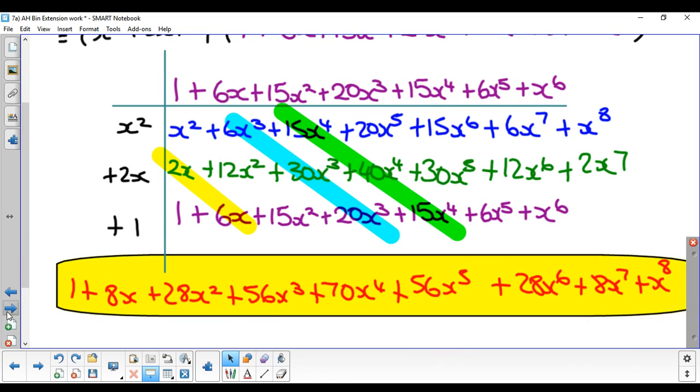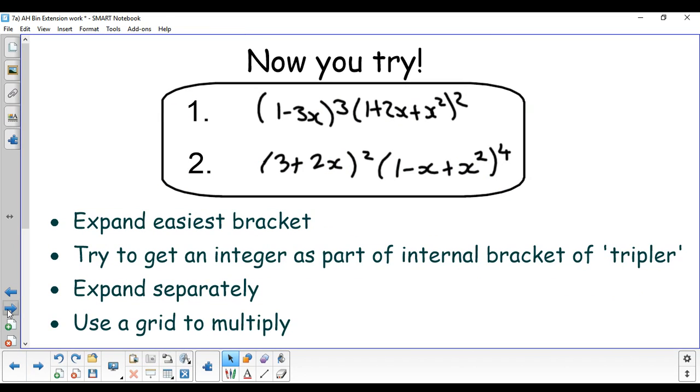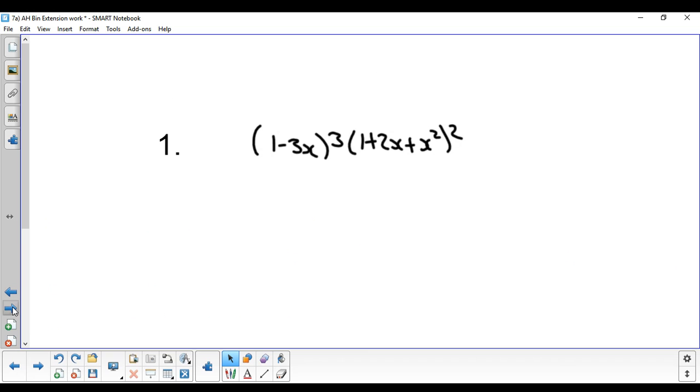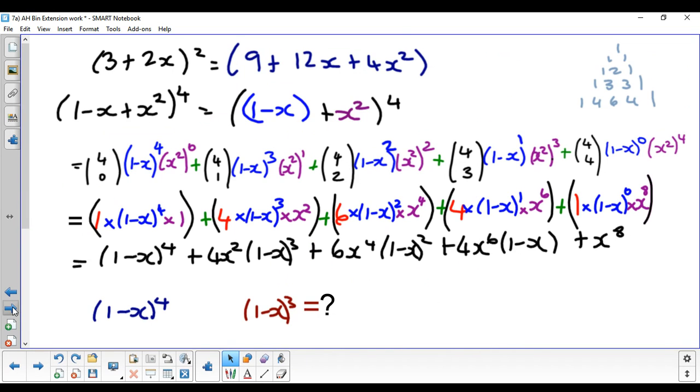Okay, right, there's your challenge. I've just made 2 for you, so expand easiest, try to get an integer as part of the internal bracket of the tripler, if that makes sense. Expand the things separately, use a grid to multiply, and you'll collect them together. So there's the challenge. Okay, I've got them here in the PDF.